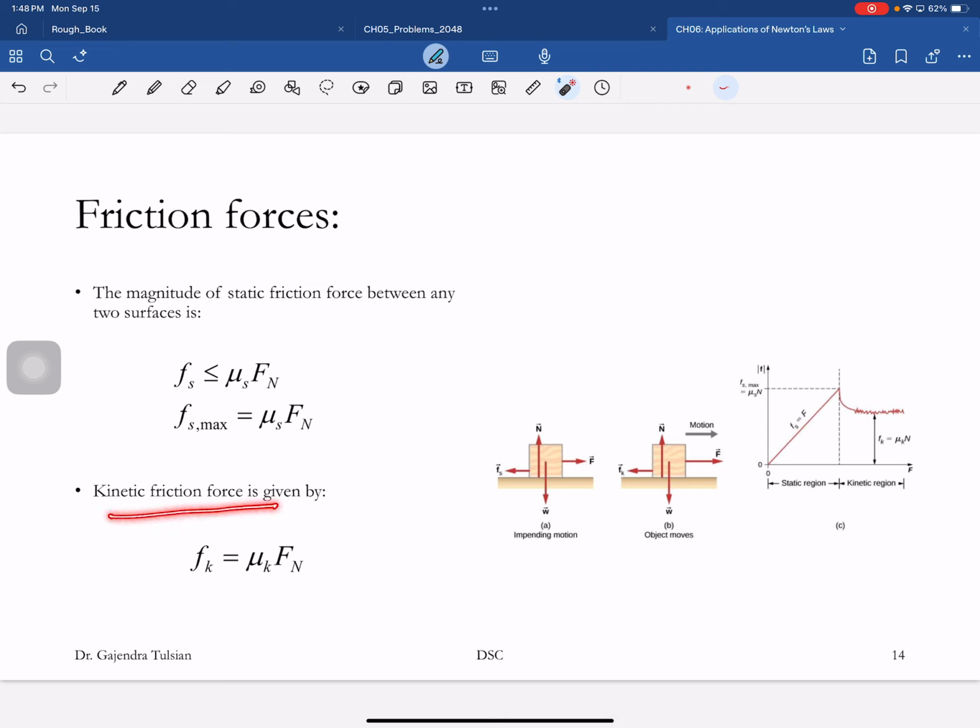The kinetic friction force is given by a similar formula. This is the maximum static friction force. Here's the kinetic friction force. It's mu k times the normal force. Since the maximum static friction force is bigger than the kinetic friction force, the static coefficient of friction is always greater than the kinetic coefficient of friction.